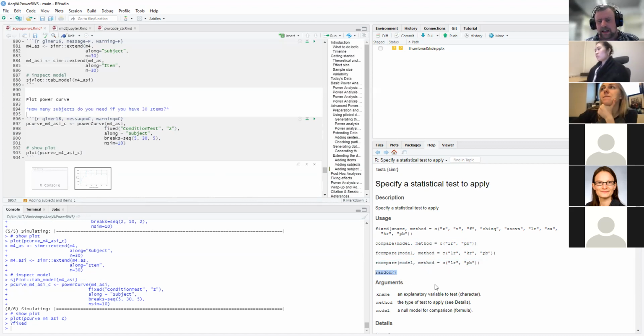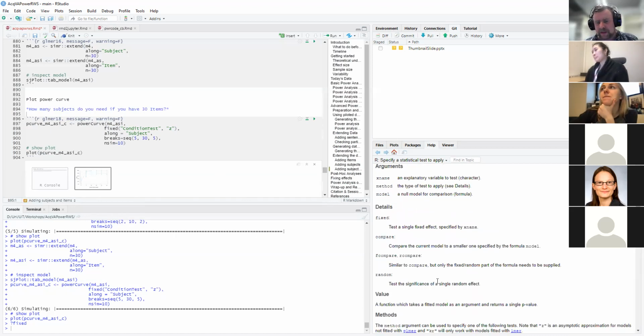This looks like it actually allows you to test random effects, by the way, right? But I'll have to look into that and really check what it means. Test the significance of a single random effect. Yeah. But it doesn't tell you how to compare different random effects, right? So yeah, we'd have to look more into the code and what the different functions and arguments do.